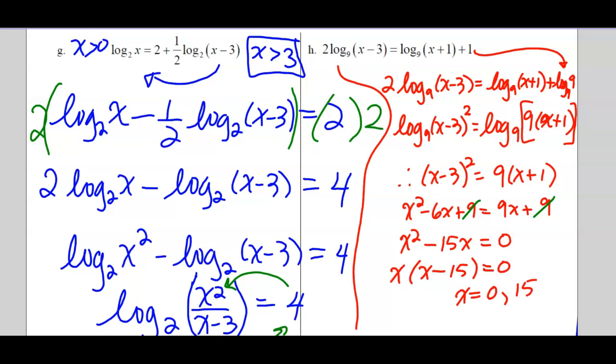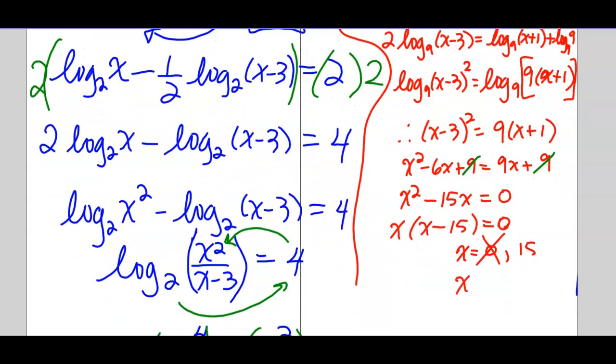You might think, oh yeah, x can't be 0. Well, it depends where x is. That's only if you're taking log of x that it can't be 0. So looking up here, I know x has to be greater than 3. x has to be greater than -1. Where do they overlap? It's got to be greater than 3. So we cross out 0.